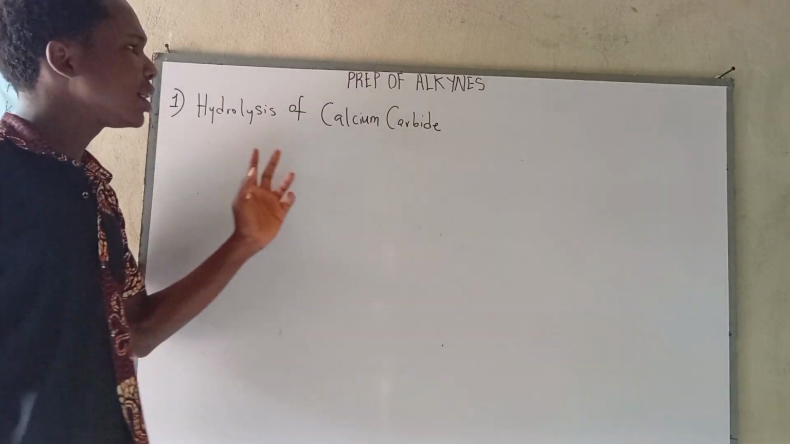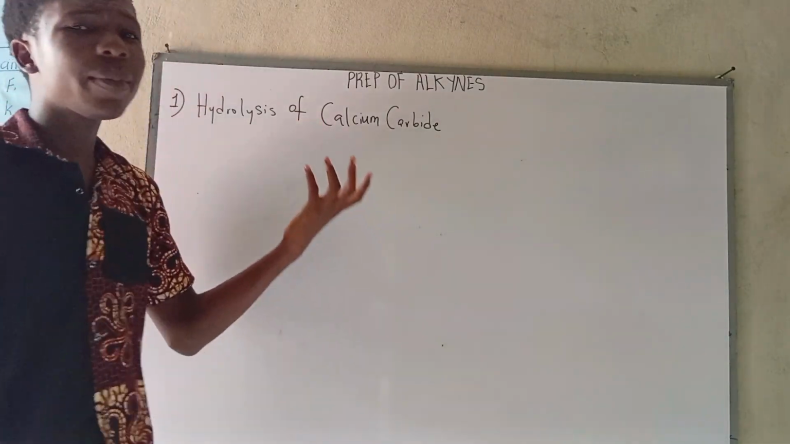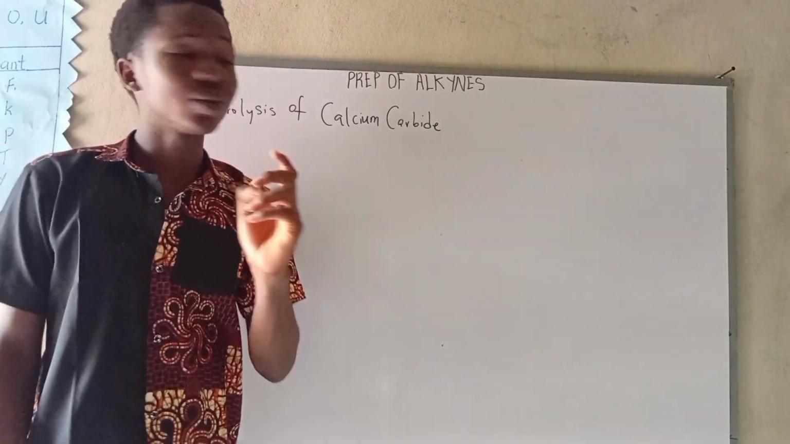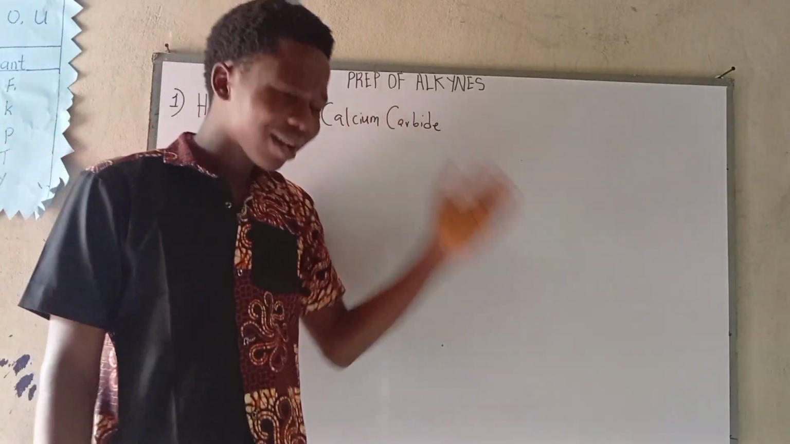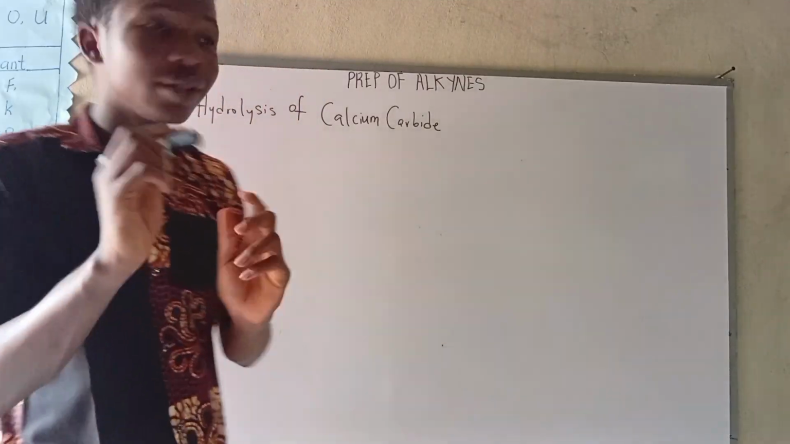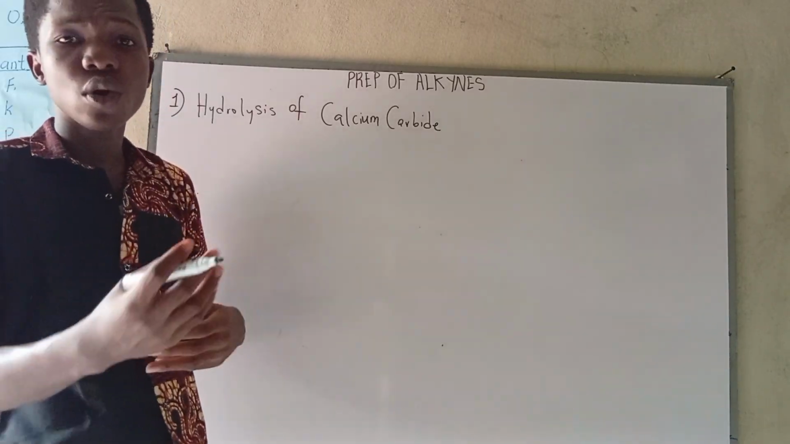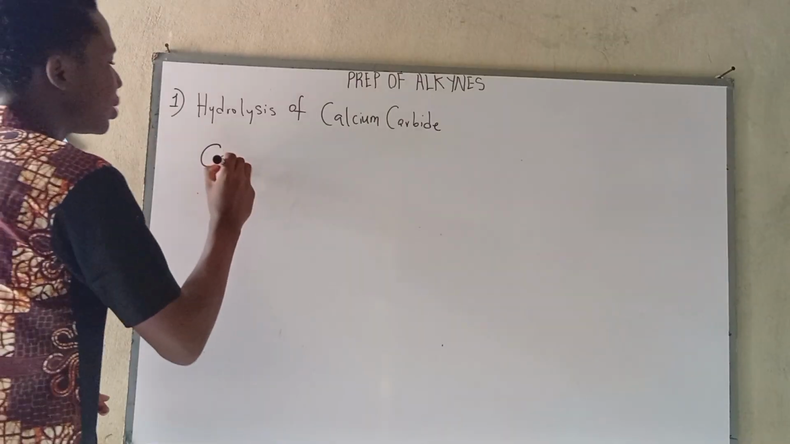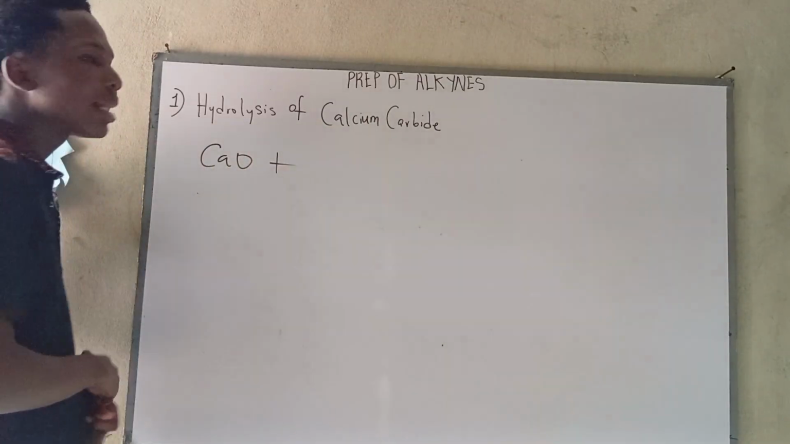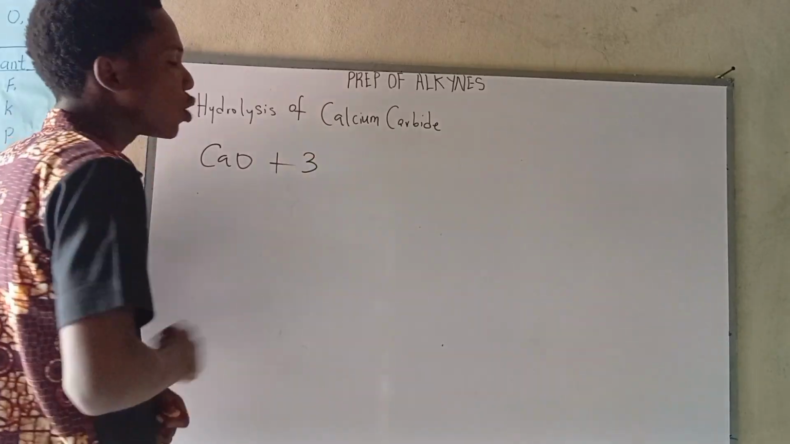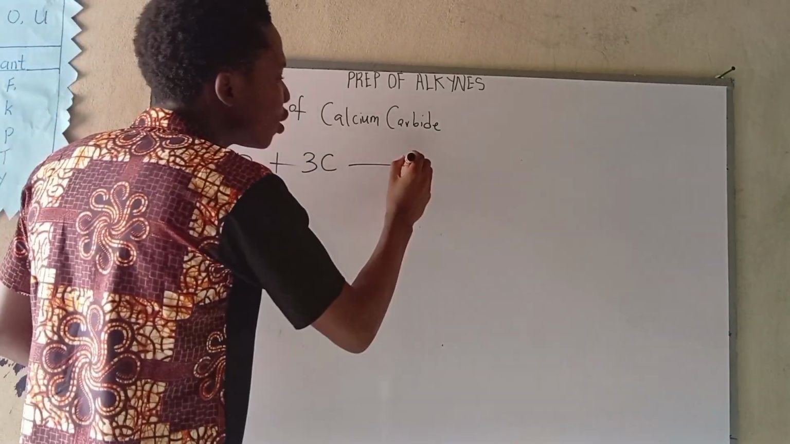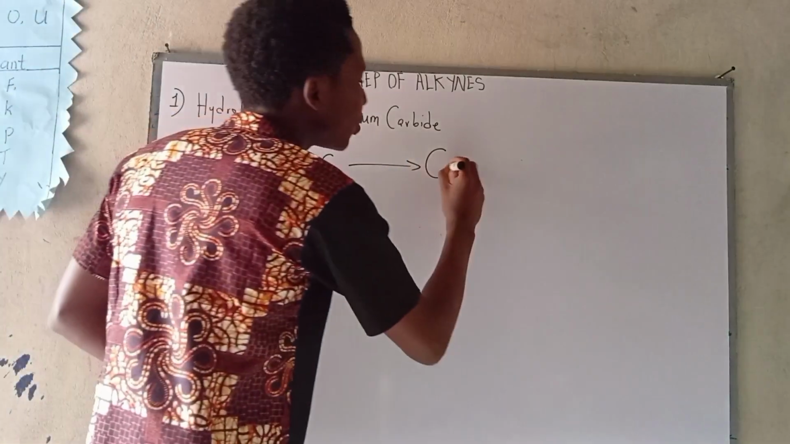Now, the first one, hydrolysis of calcium carbide. Before we even think about the hydrolysis, there's an important thing to note. How do we even get this calcium carbide? It's very simple. Don't think too much. First of all, we use lime. We attack lime with coke, 3 molecules of coke, to give us our calcium carbide, which we are talking about.